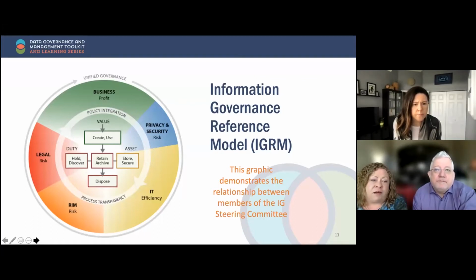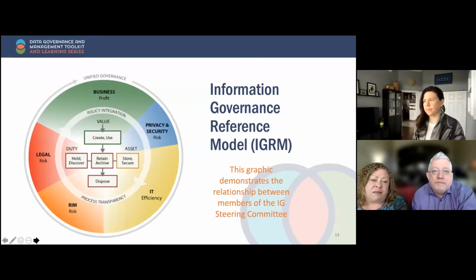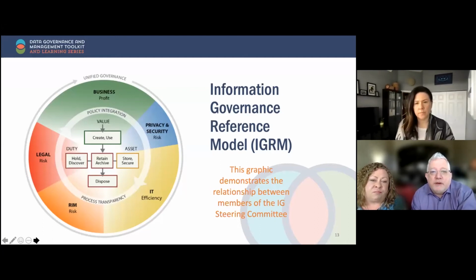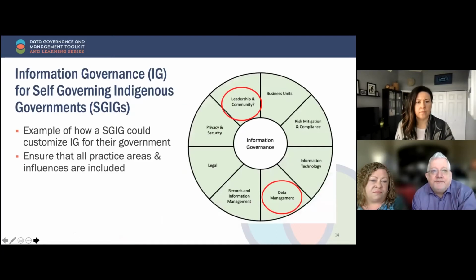This graphic was created for really large, typically US and European companies. And what we find is the most important takeaway is that you customize the graphic to represent your government. And you use what facilities or people you have on hand as a starting point. And then over time, as you get more mature in your program, then you can develop more roles as you see fit. So what we've done with this example is we've said, we don't see data management in our information governance circle. So we've added that section of the pie.